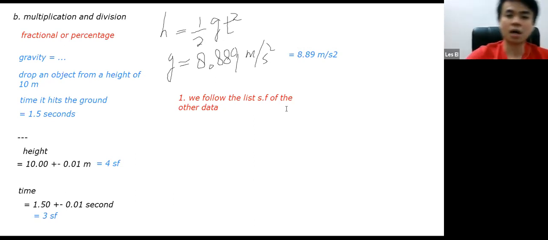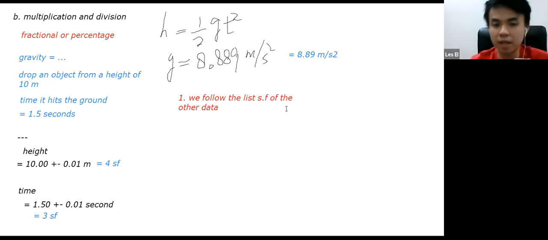But then, how am I going to write the uncertainty? Until the gravity, understand? Why did I choose 3 significant figures? Because I should follow the least significant figures. Now to calculate the uncertainty, you should make the gravity the subject. How do you make the gravity the subject?